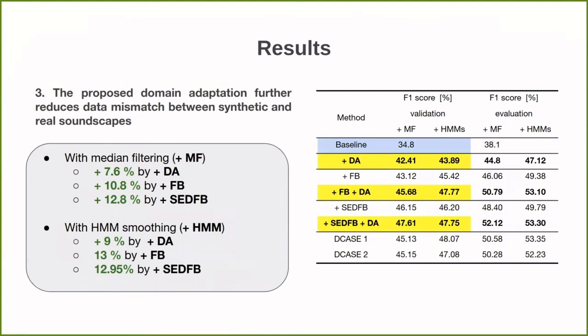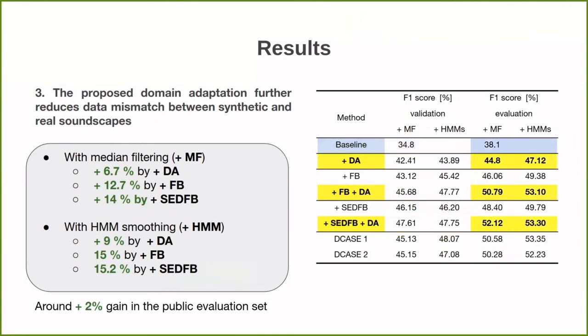Third, our proposed domain adaptation strategy further reduces data mismatch between synthetic and real soundscapes by up to 13% in the validation set when combined with our first proposed improvement, and by up to 15% on the public evaluation set.